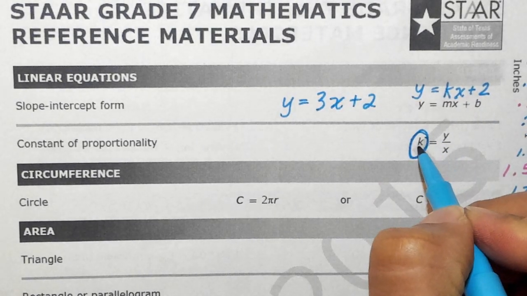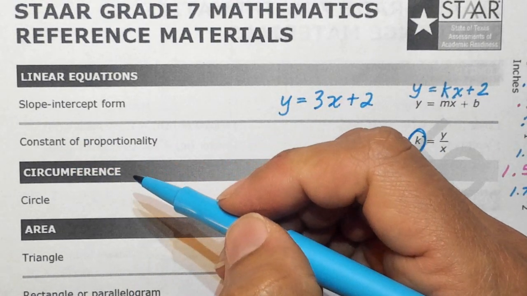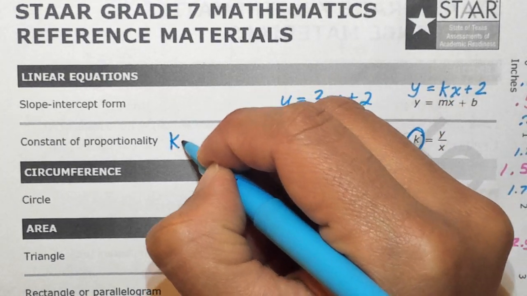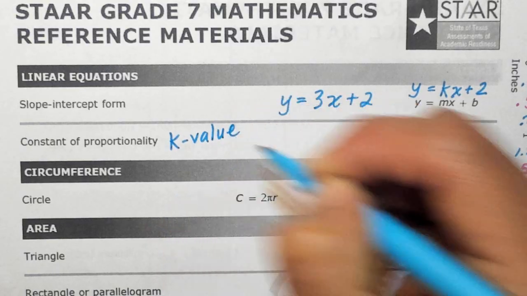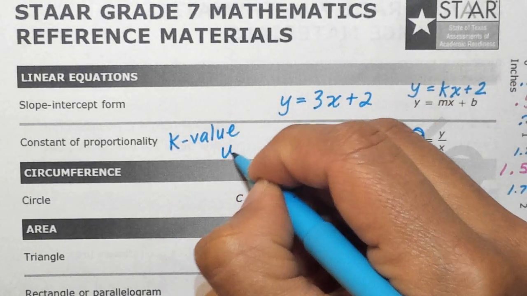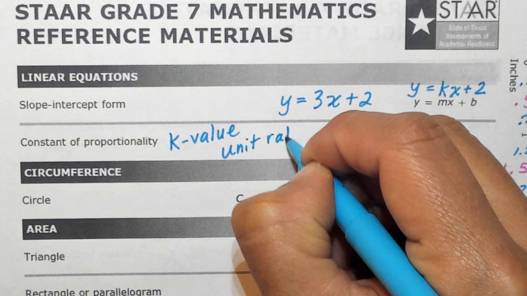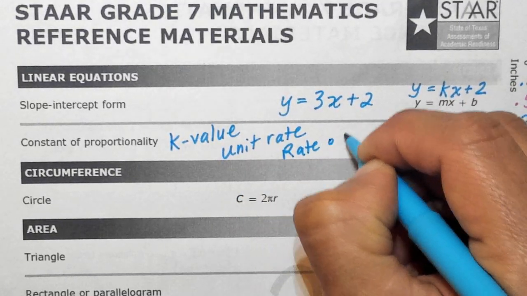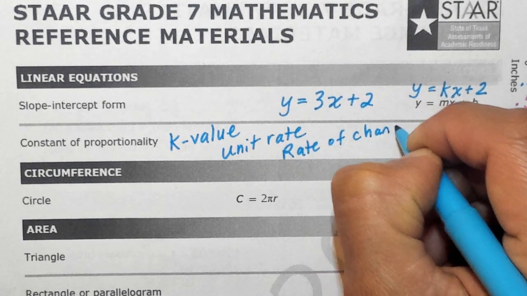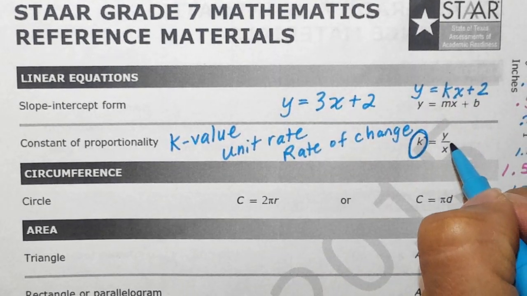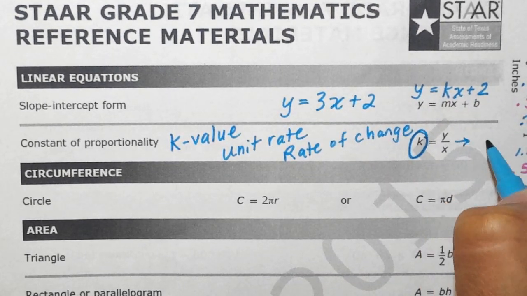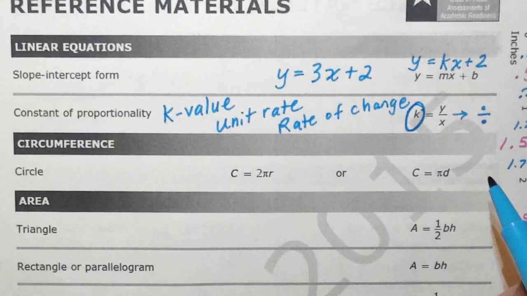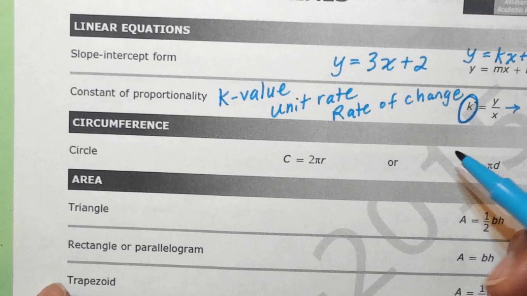Remember our k value, or constant of proportionality. See the k value. You might see that word. You might say unit rate, rate of change. Remember this line right there means divide. Is y divided by x. Y divided by x. Okay, we see circumference.